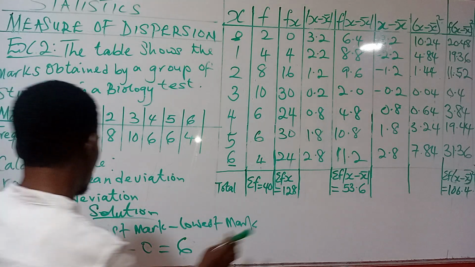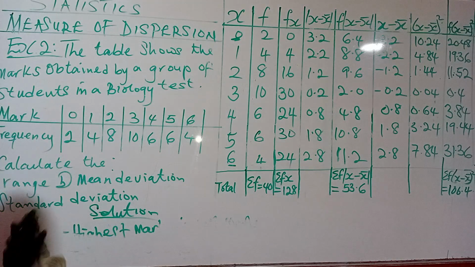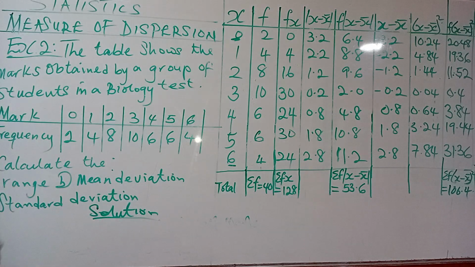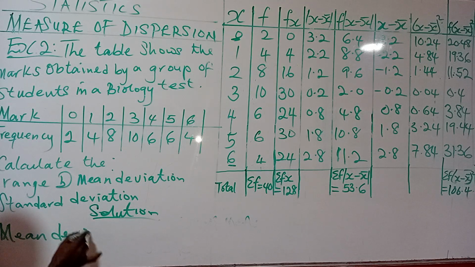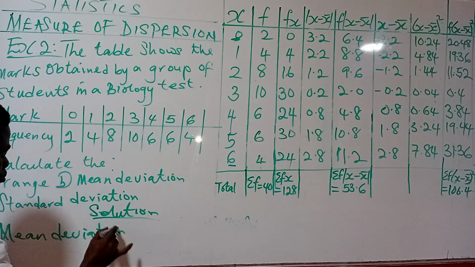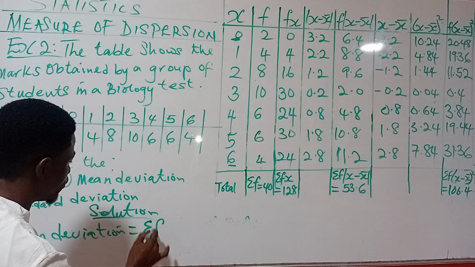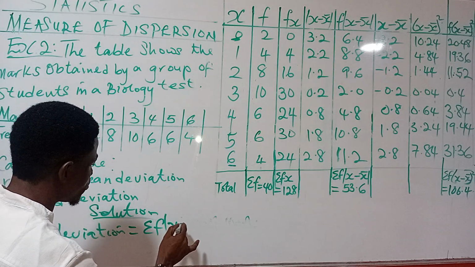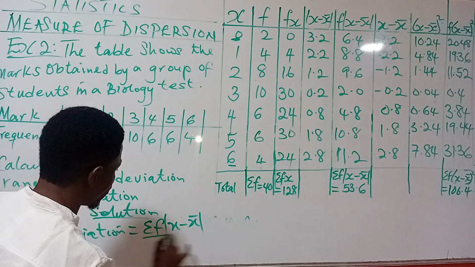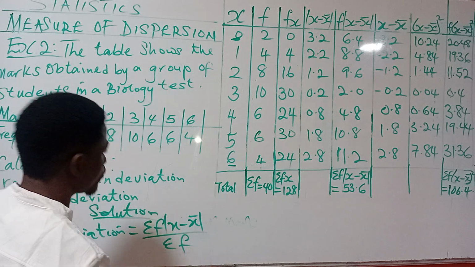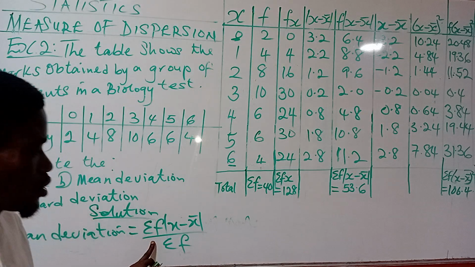Now let's go to question number 2. We have to find the mean deviation. Mean deviation is the summation of f times the absolute value of x minus x bar, all over the summation of f. So this is the formula to calculate the mean deviation.